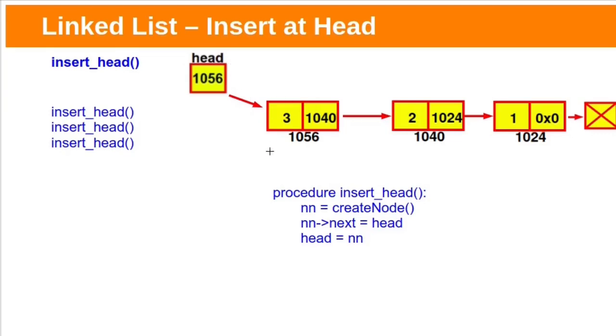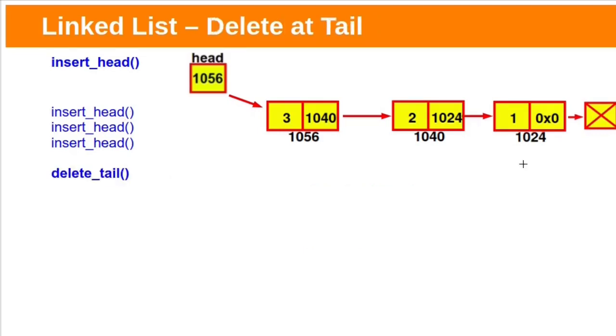Let's assume we have 3 nodes in our list. Here I am using the insert head function to create the linked list because it is more efficient than insertion at tail. Its time complexity is O(1), whereas insertion at tail time complexity is O(n). To delete a node at tail position, first we need to find the last node within our list.